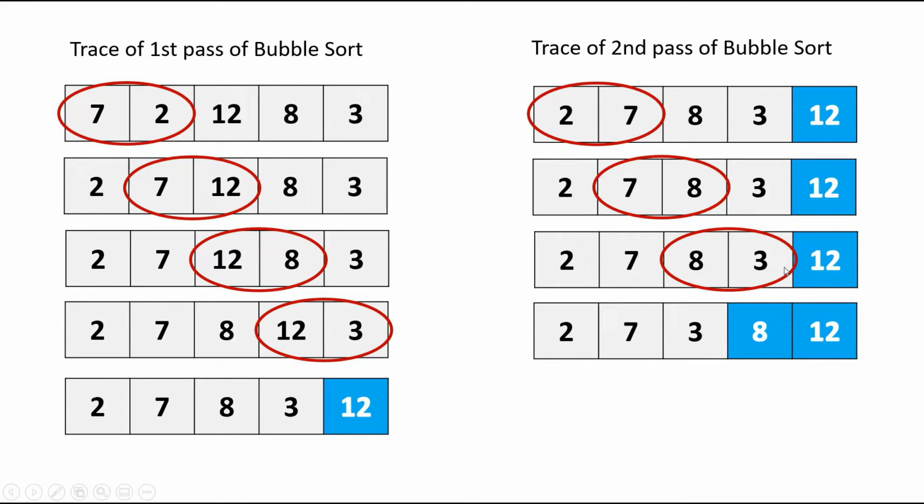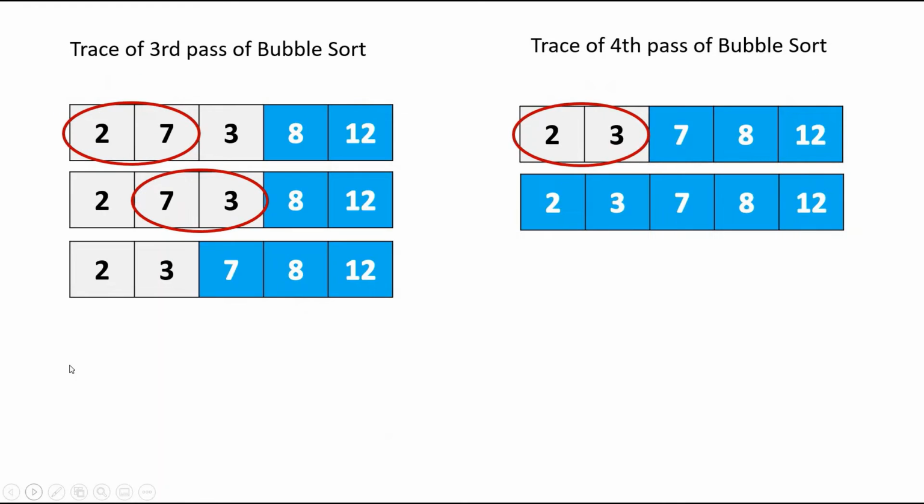Then the next two elements are compared. But there's a problem here. 8 is greater than 3. So they must be swapped. So 3 comes here and 8 comes here. And the wall comes one element backward. So 8 will be a part of the sorted part. So these two are the sorted part. This is the unsorted part. Now we have to sort this part. So let's go to the third pass.